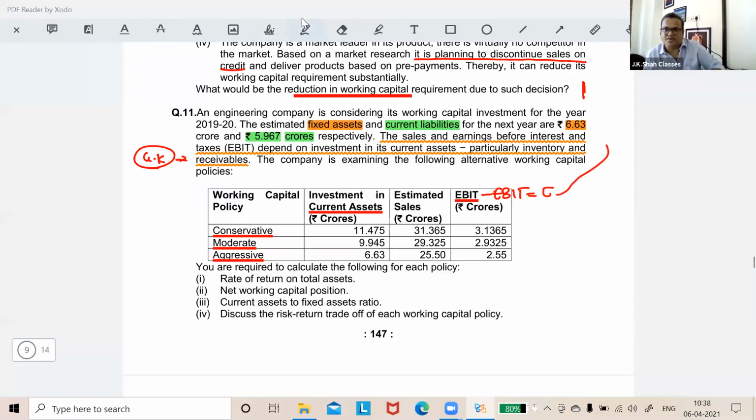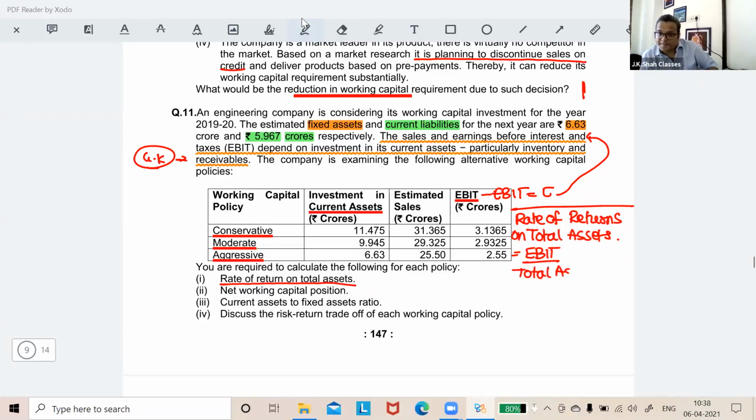Okay, I'll mark it over here. This is that thing. Earning before interest and taxes. You are required to calculate the following for each of the policies. Rate of returns on total assets. Guys, please write the formula. Rate of returns on total assets is equal to EBIT upon total assets into 100.